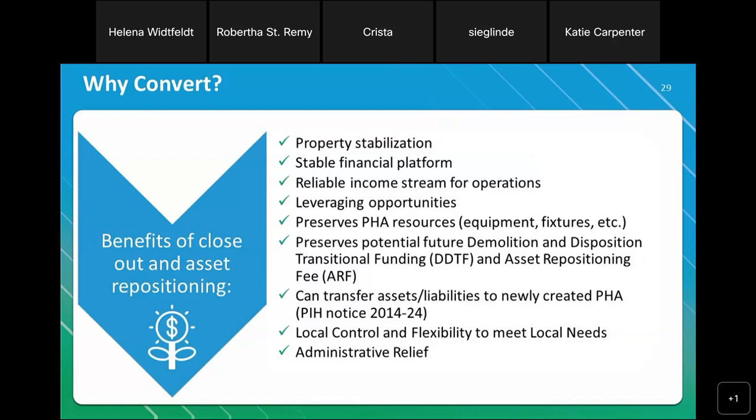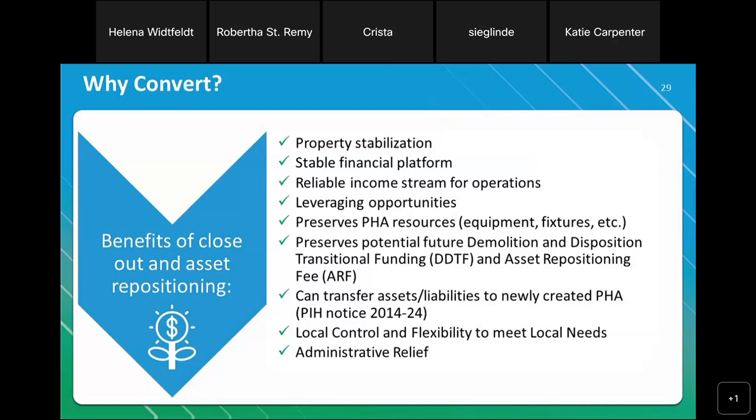There are a lot of leveraging opportunities through many different processes, including the LIHTC market. You have preservation and other resources that you can keep, like your equipment and fixtures. You can potentially preserve DTTF funding, that's your demolition and disposition transitional funding, and asset repositioning fees. You can also have transfer of assets and liabilities to newly created housing authorities. This particular PIH notice is a little older, but the information is contained in PIH Notice 2014-24. It has not been updated.